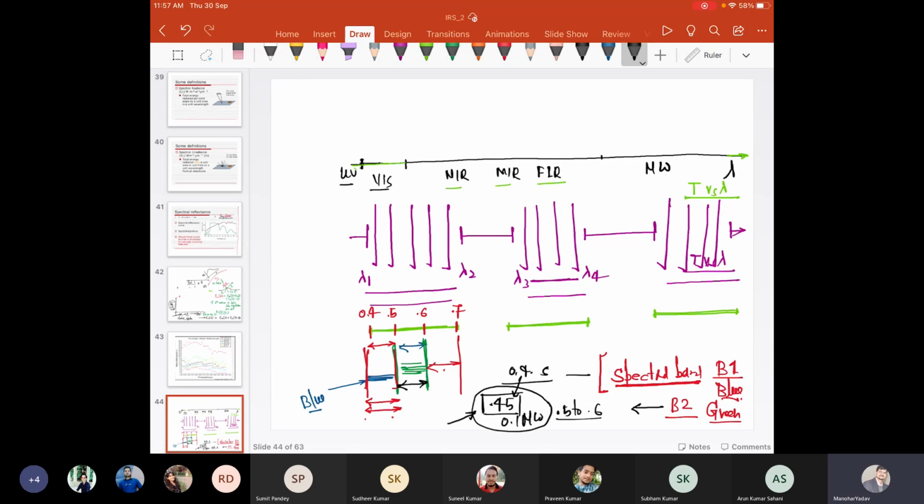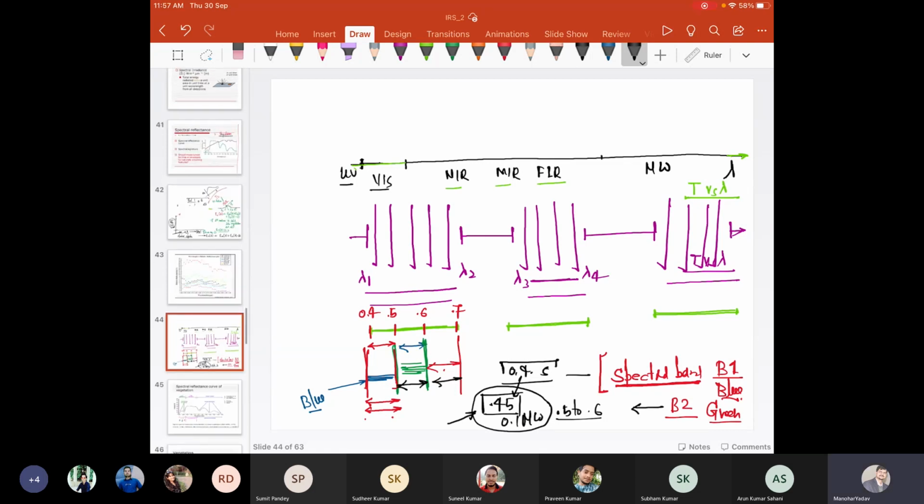This is another way to define the spectral band, or it can be characterized on the basis of the range of wavelength within which the sensor senses the energy. Okay. Then further we have 0.6 to 0.7, another band. It's B3. I hope it is clear.